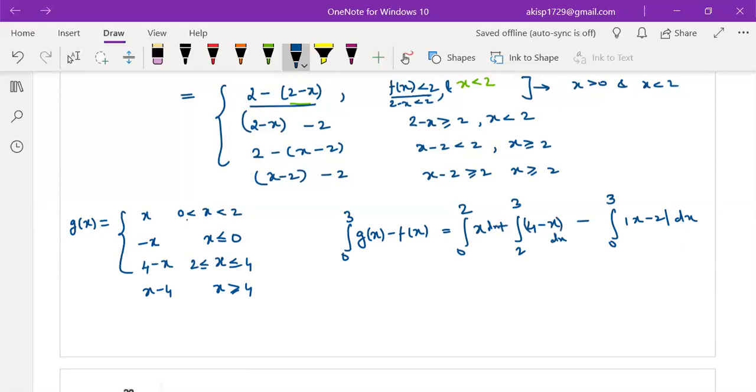So we can simplify this: integral from 0 to 2 of x dx. We can actually solve it. If you solve all these values, you will get the answer as 1. Okay, so moving on to the next question.